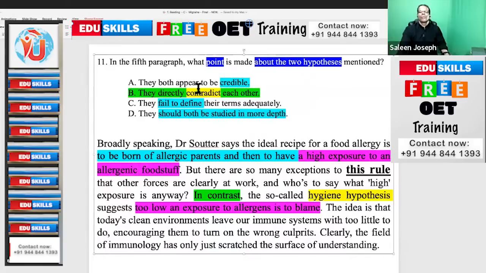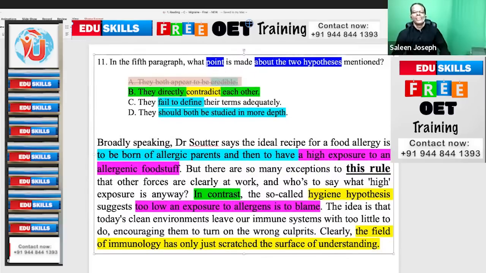They both appear to be credible? No. Clearly, the field of immunology has only just scratched the surface. They have not gone in deep. Just scratched means not at all credible. Now, for the nursing final year exam, if you just looked at the book, will your study be credible? No. So that can be eliminated with a smile, right? Elimination should always be with a smile, because you are reaching closer to the right answer.